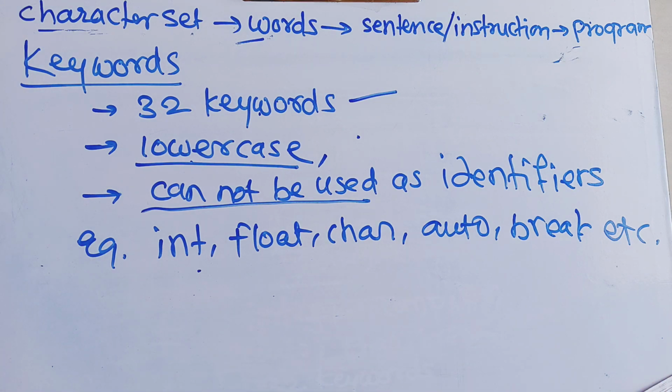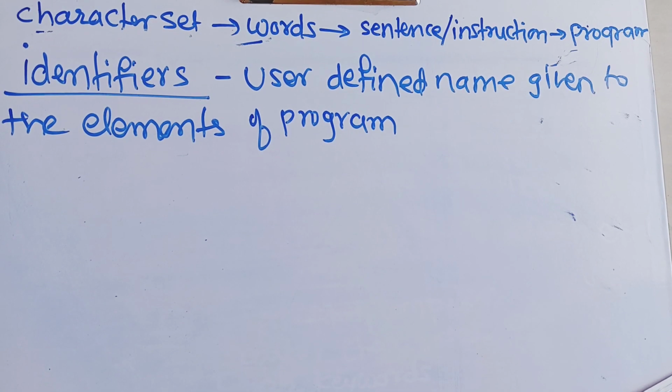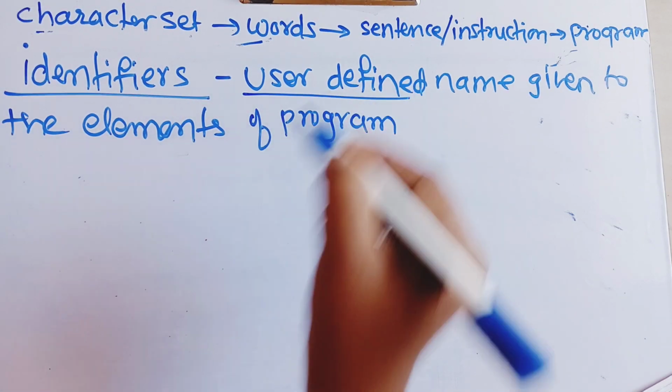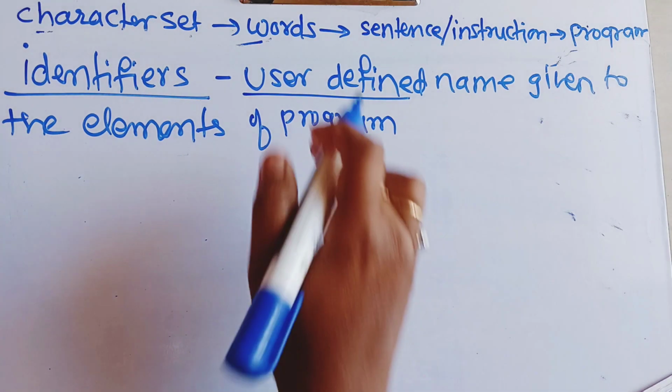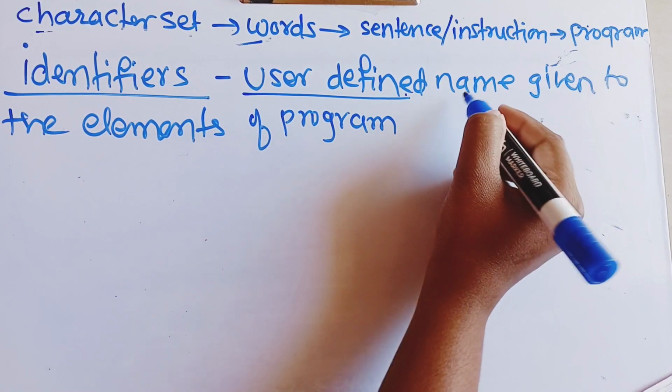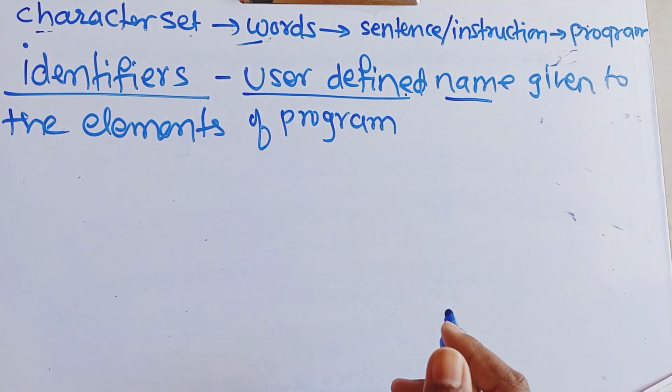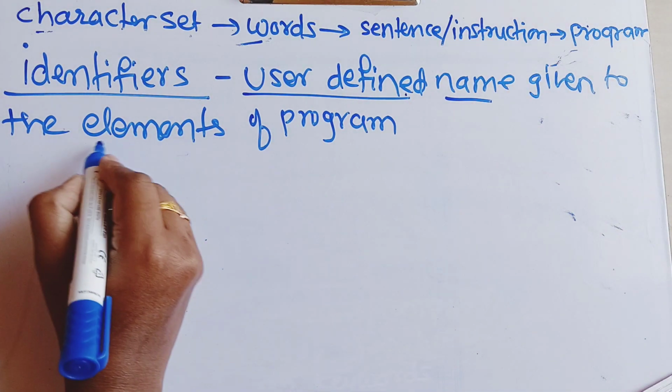Now we will see about identifiers. Identifiers are user defined words. What about keywords? They are predefined words. So these are the user defined words. They are used to name, okay? It is used to give names to the elements of a program.